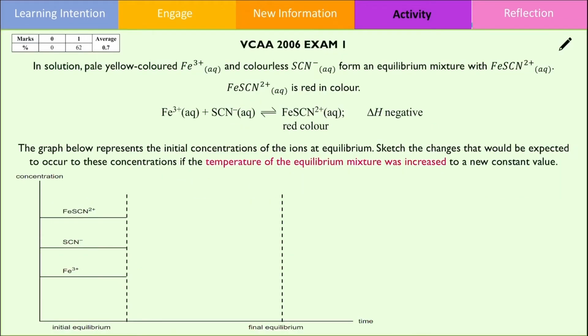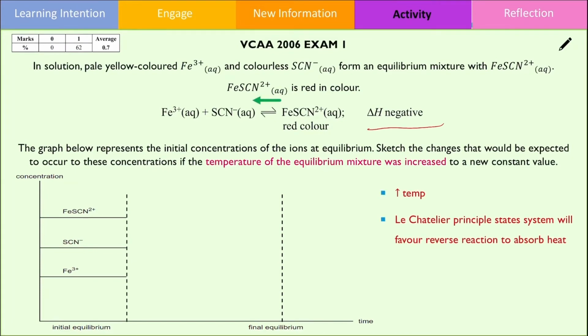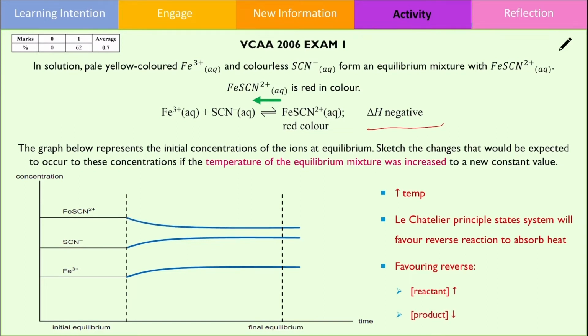In the second question, we need to sketch the changes if the temperature of the equilibrium mixture was increased. According to the thermochemical equation, this reaction is exothermic in the forwards direction. By increasing temperature, the equilibrium mixture will oppose by favoring the endothermic reaction, which occurs in the reverse direction. Because equilibrium shifts to the left, the concentration of the ferric ion and thiocyanate ion increases, whereas the concentration of iron 3 thiocyanate ion decreases, as illustrated on the graph.